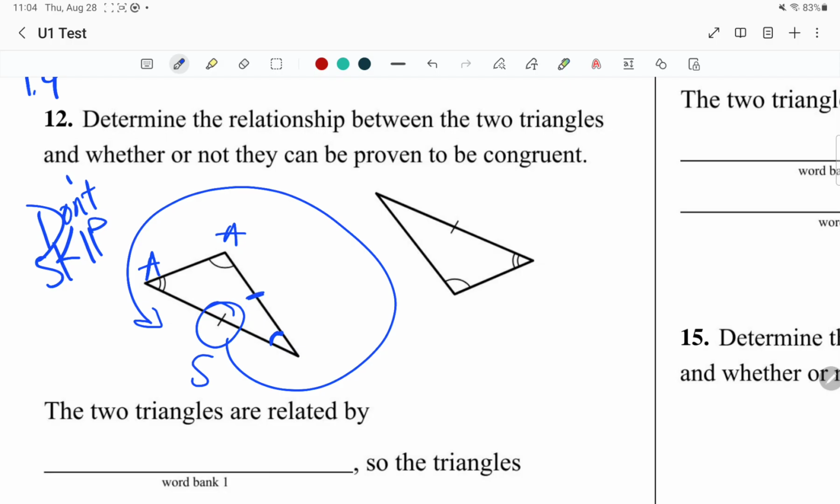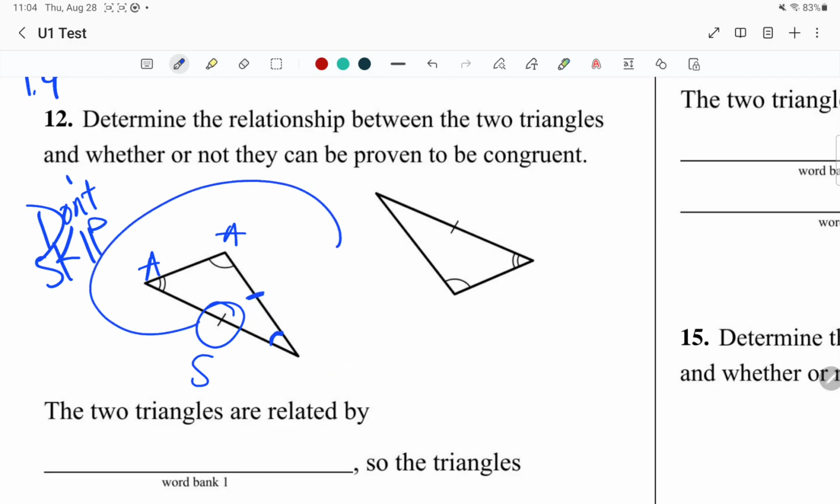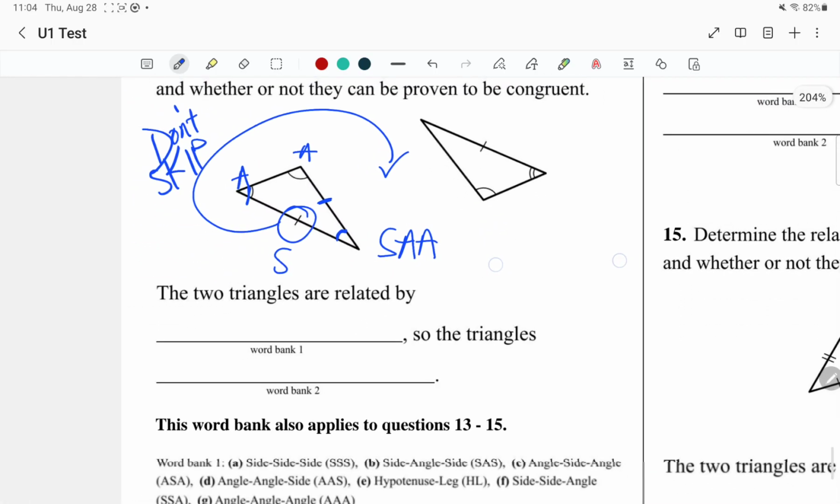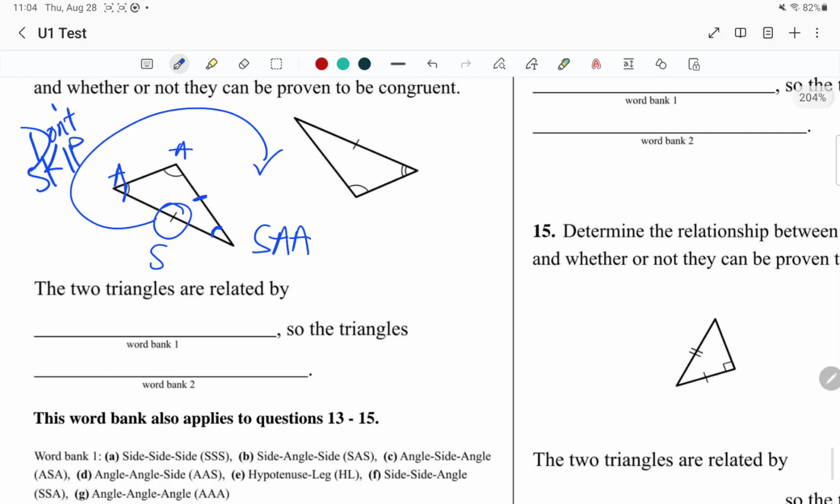So, fun enough, if I went around the other way, it is still side, angle, angle, but I don't skip anything. I only skip a side, but never an angle. So because I don't skip both in one go, I'm good. Cool thing about this one though is it worked both ways, which is awesome. Okay, so the two triangles are related by side, angle, angle. So the triangles are congruent.